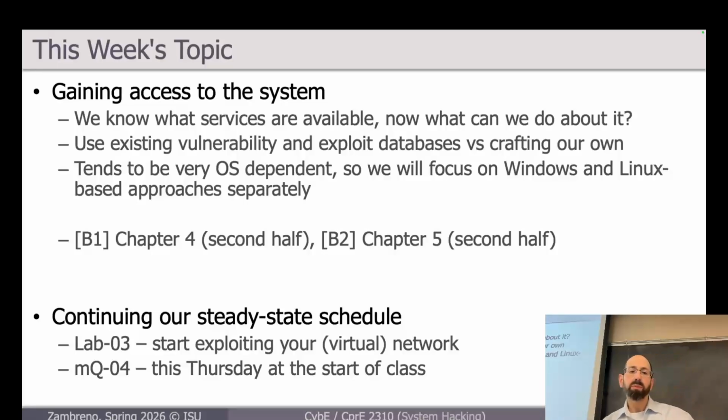How can we potentially use existing vulnerability and exploit databases to determine what things can actually be taken advantage of, what additional access we can potentially get from the current publicly available accesses here? This does tend to be, well, it's got a couple aspects that we have to keep in mind. First off, it does tend to be very operating system dependent.